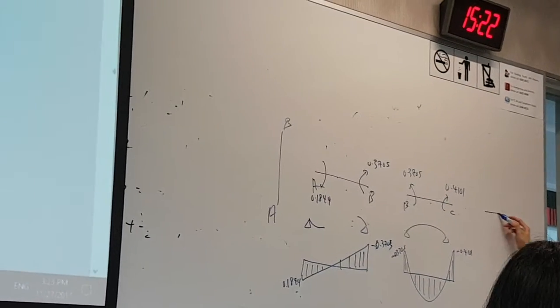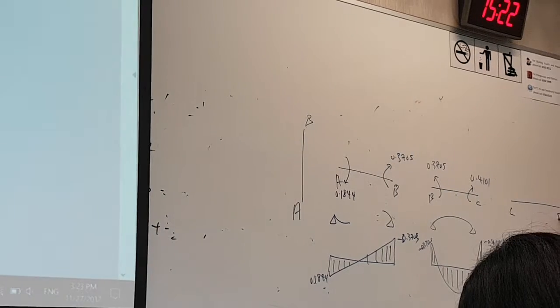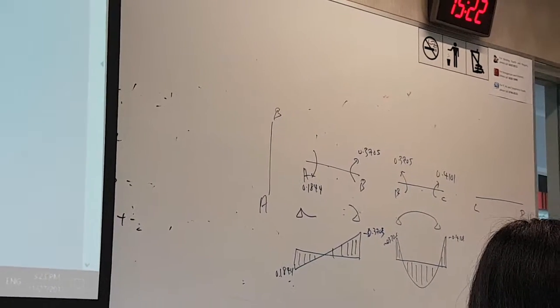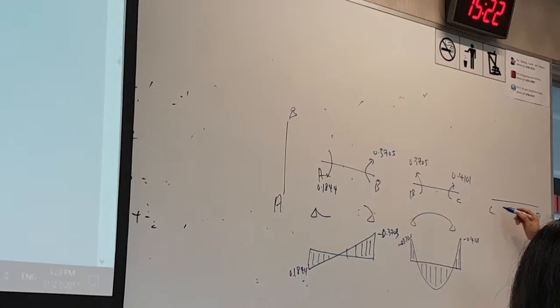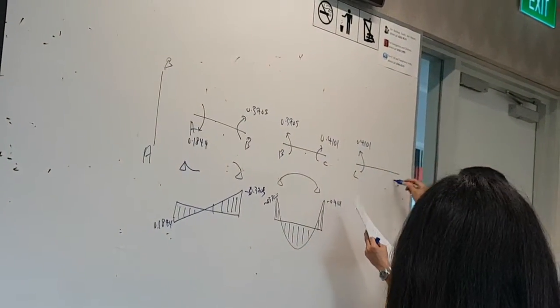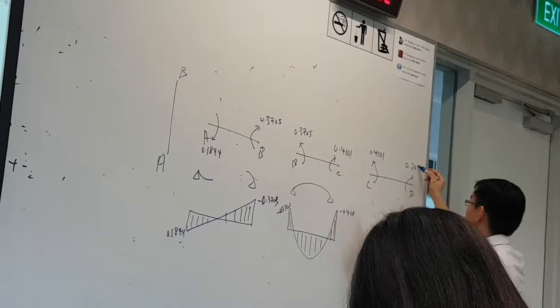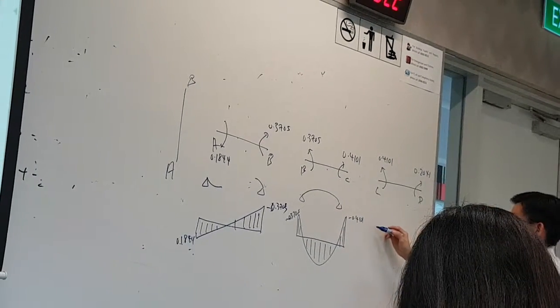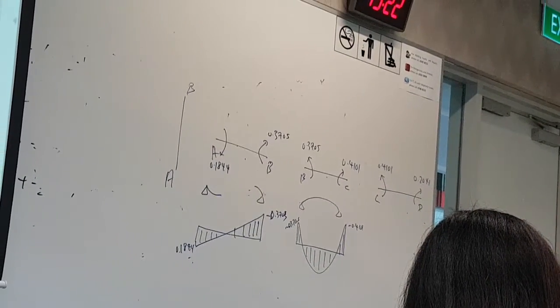Good. So now after that, this is going to be C and D. So for CD, how do you draw? What is the bending moment? The bending moment over here is 0.4101, and this is going to be 0.2041. And with that, how does it look like?